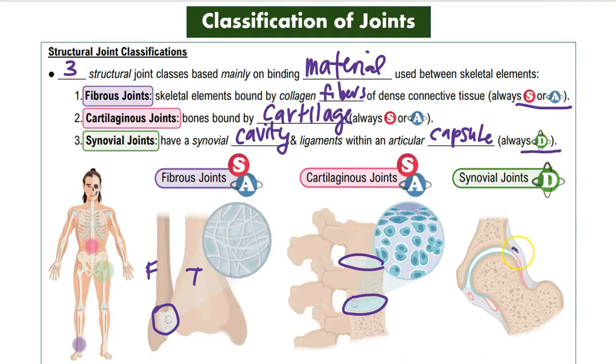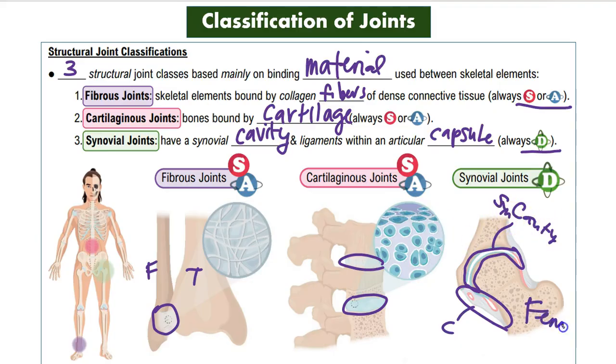And number one, what do you see? You see that synovial cavity here. So we have our synovial cavity, and then we also see that we have a capsule, and then our synovial cavity here. And this is the femur and a pelvis. So this is showing our hip joint. Okay?